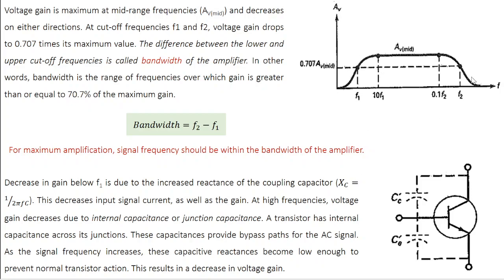At high frequencies, the voltage gain decreases due to internal capacitance or junction capacitance. A transistor has internal capacitance across its junction. Why? Because if you look at the transistor, it has two junctions. One is the emitter base junction and the second one is the collector base junction. And any junction can act as a capacitor, because if you look at the basic structure of a capacitor, it has two conducting plates separated by a small gap, right?